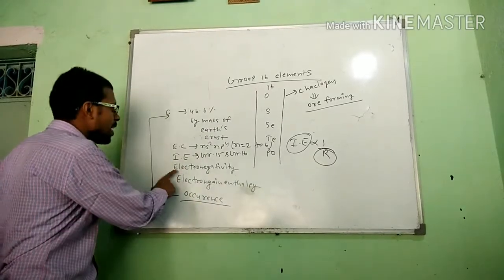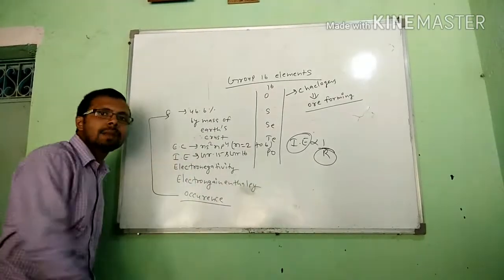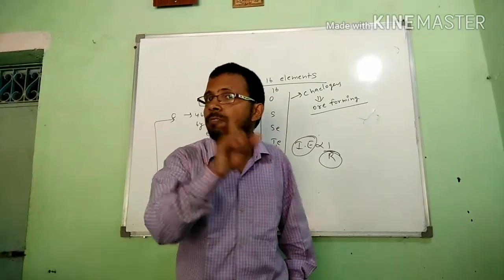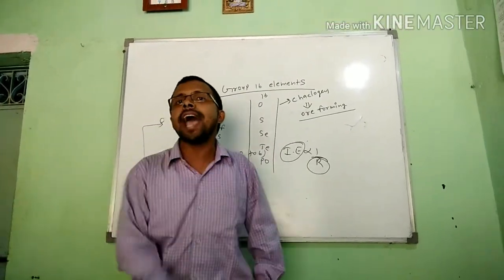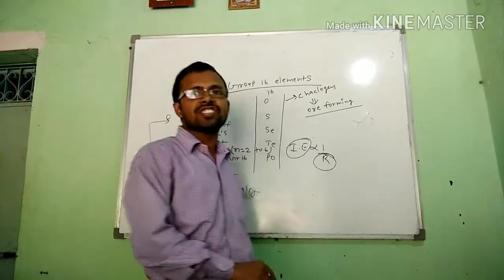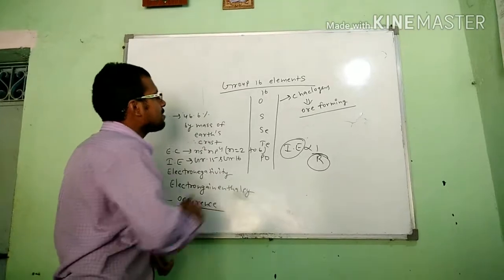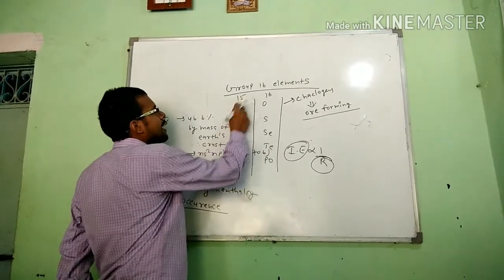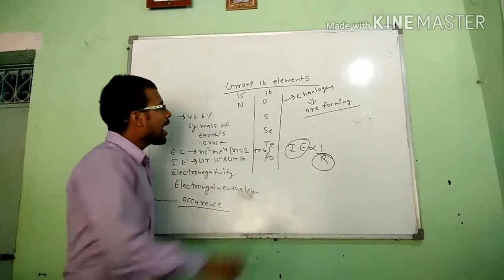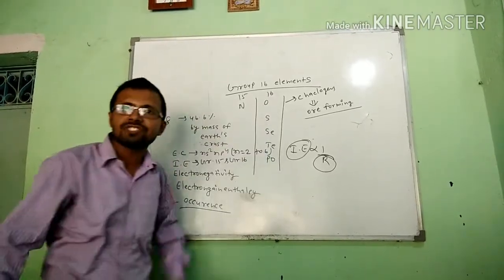So here you can see ionization enthalpy. There is a very interesting question asked in NCERT and in board examinations. Why is the ionization enthalpy of group 15 elements higher than group 16 elements? As you can see here, nitrogen is the head of its family, group 15, and oxygen is the head of its family, group 16.